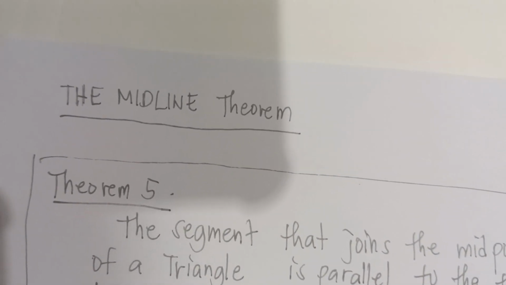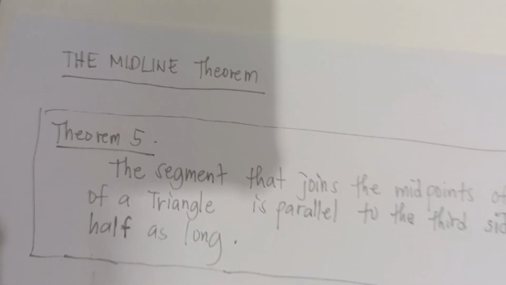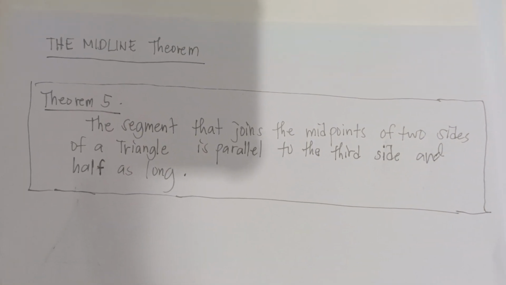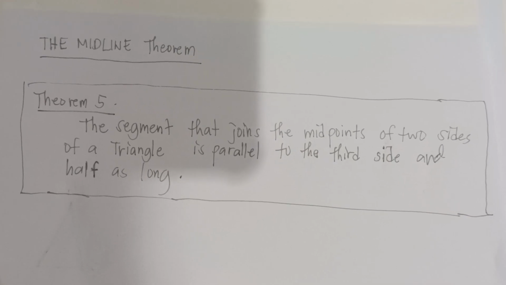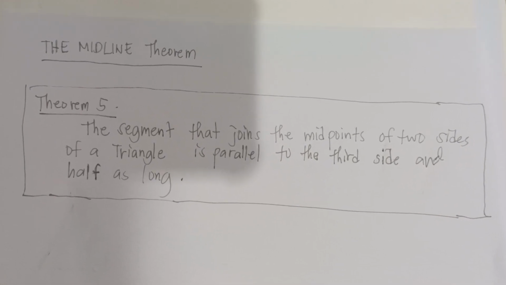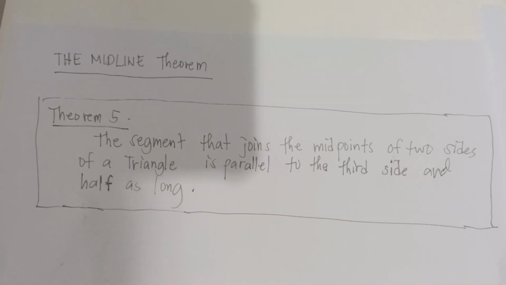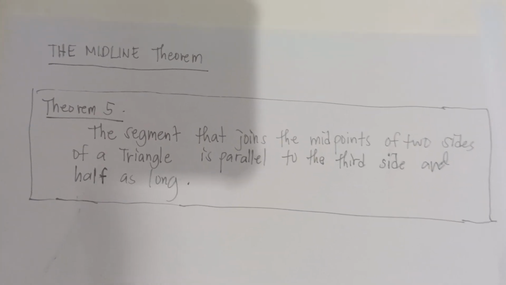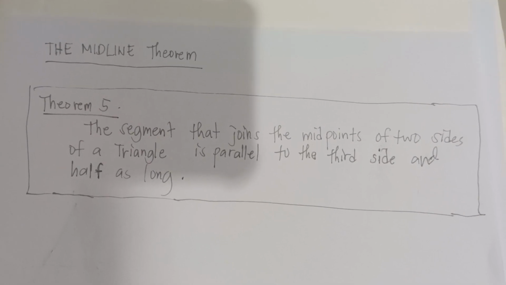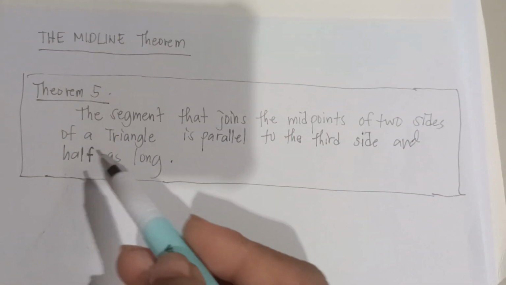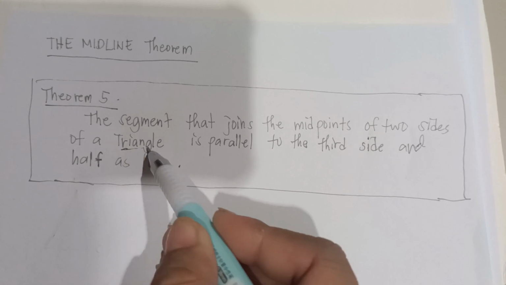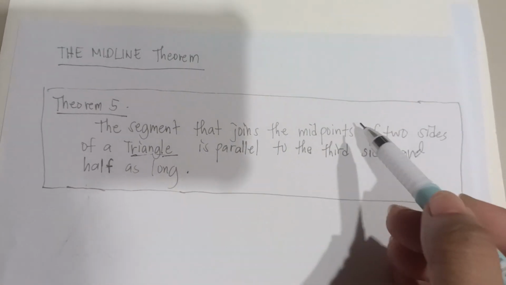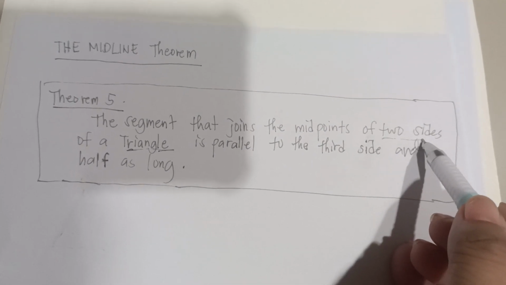So for this midline theorem, we only have one theorem, which is Theorem 5. It states that the segment that joins the midpoints of two sides of a triangle is parallel to the third side and half as long. So therefore, the shape that we are considering here is a triangle.